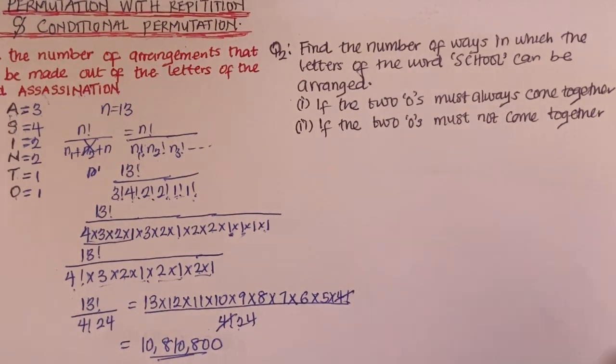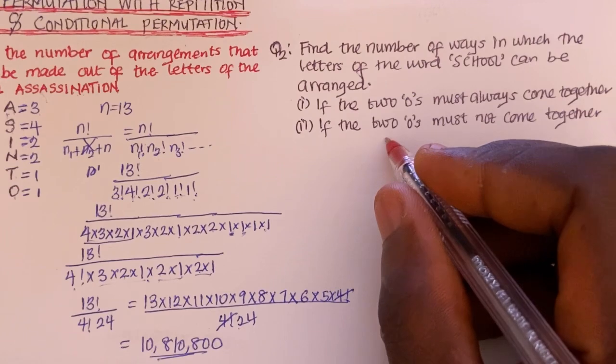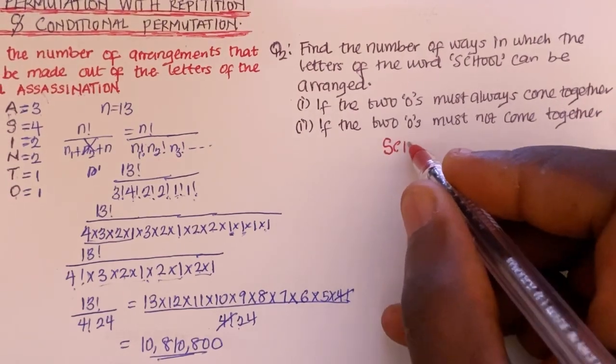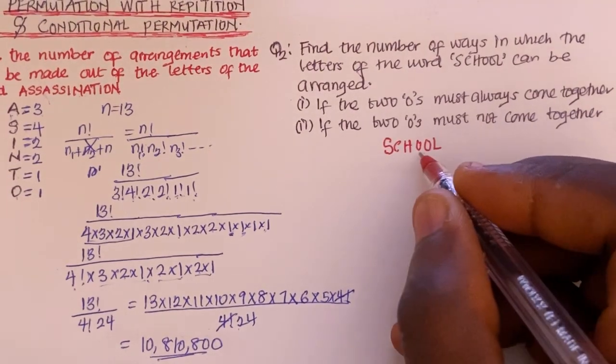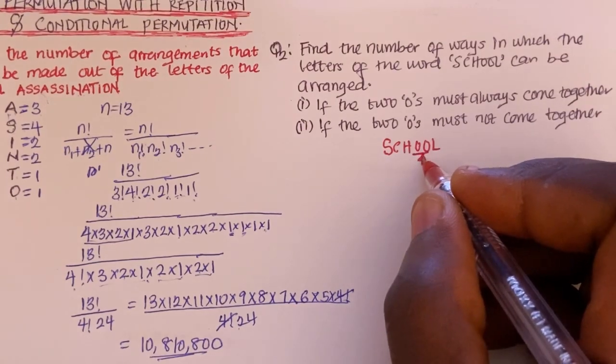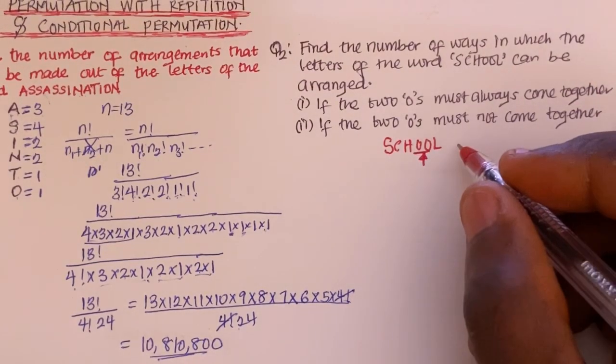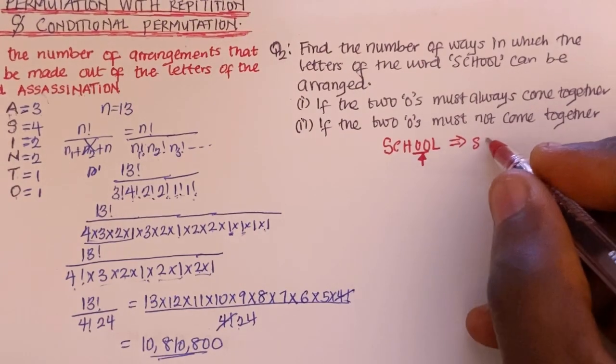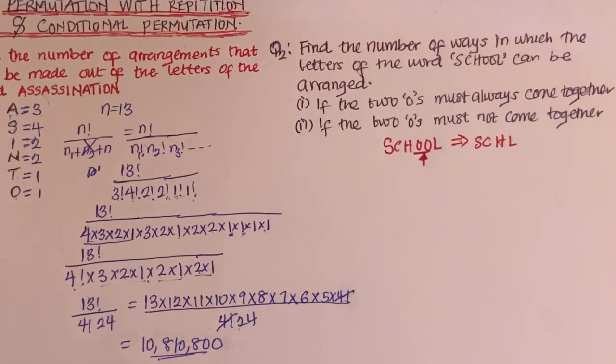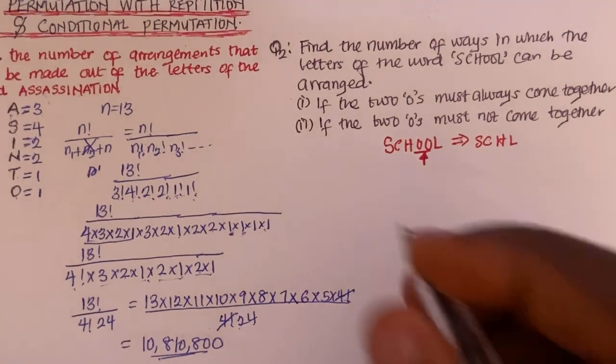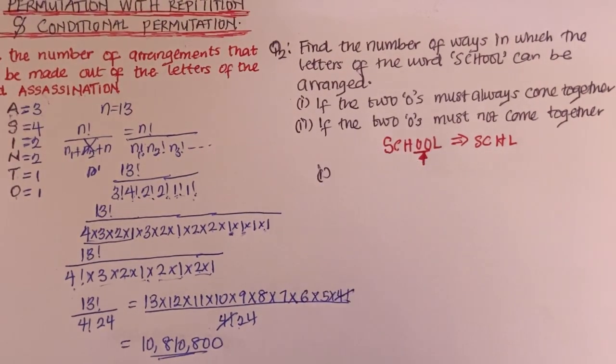Now the first thing is that we have the word school like this, right? S-C-H-O-O-L. Now if we remove these two O's, because they are the ones giving us the condition, we are going to have S-C-H-L, right? Now the first question says if the two O's must always come together. Let's just take the two O's as a single thing, like a single letter. You understand what I'm saying?